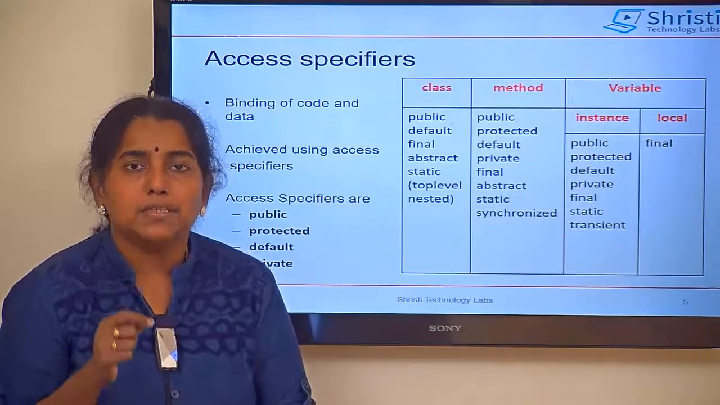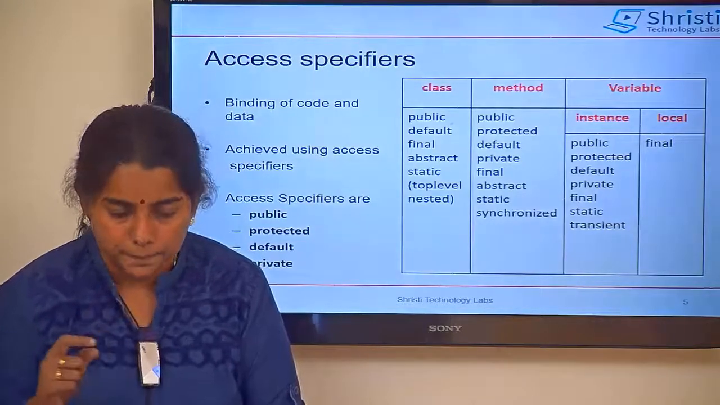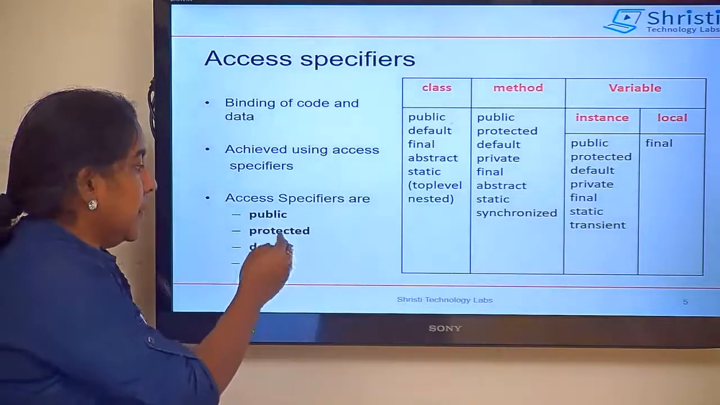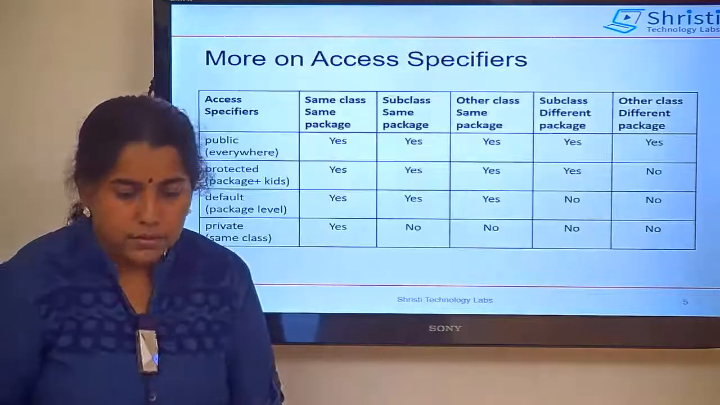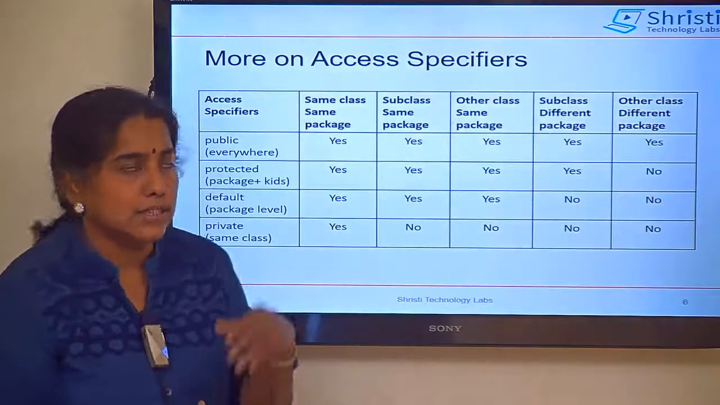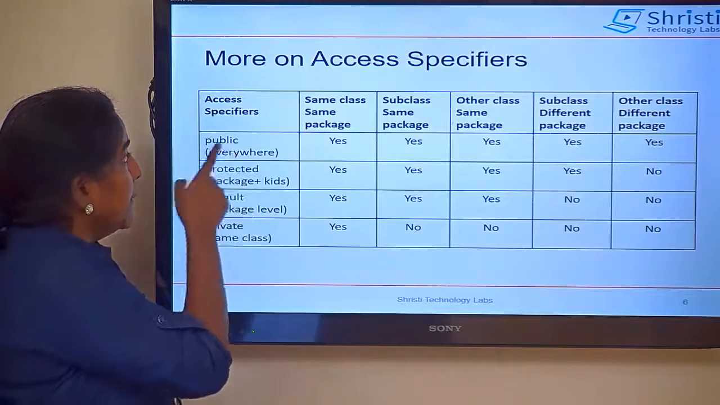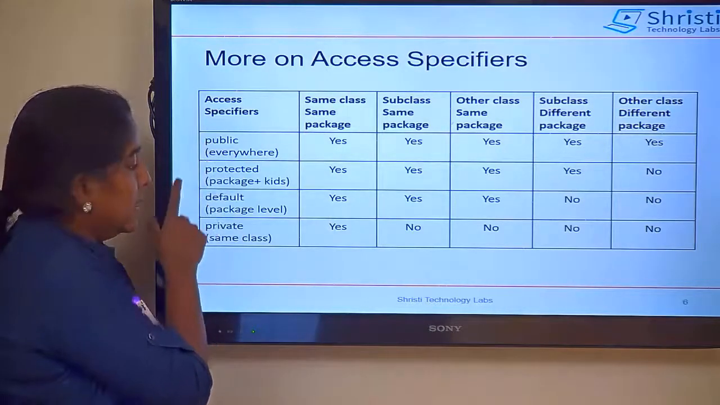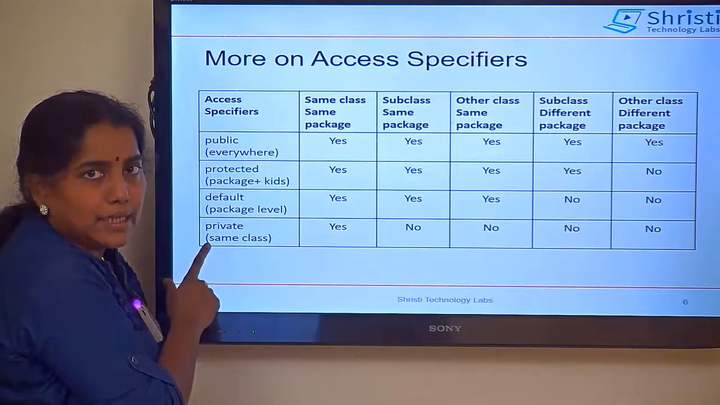The only specifier that is allowed is final. Let me come back to this public, protected, default, private part. So these are all the access specifiers, which are given in a tabular format. Public, it can be accessed everywhere. Private, it can be accessed in the same class.